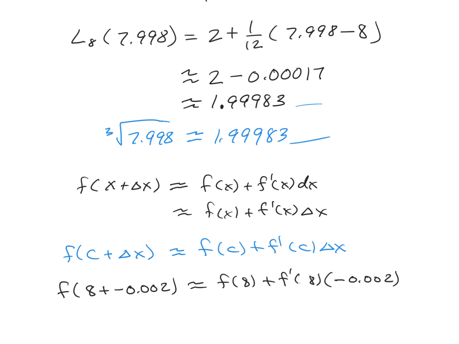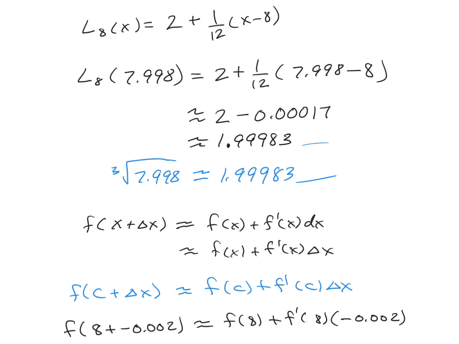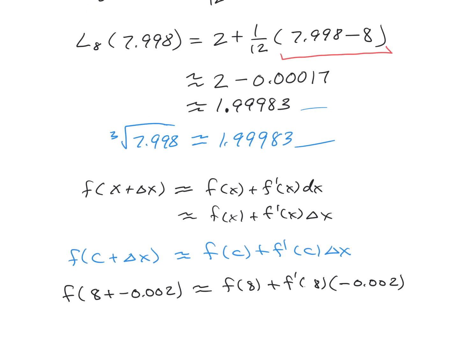So you notice that really our differential is the same thing as our linearization, and the only difference is we have x minus c in our normal formula. And here, the x minus c is actually already computed as our delta x or dx. And again, that's that small amount of change in our x coordinate.